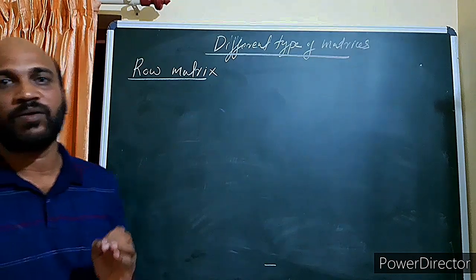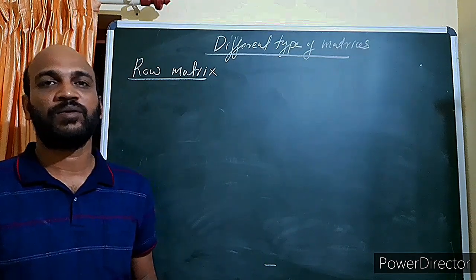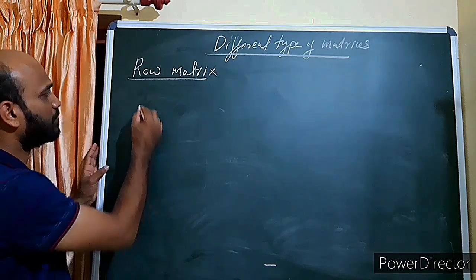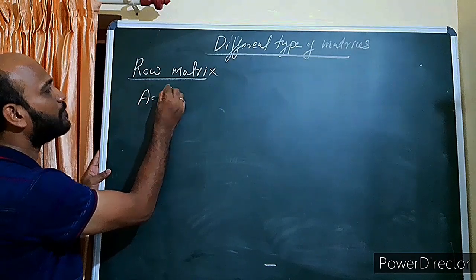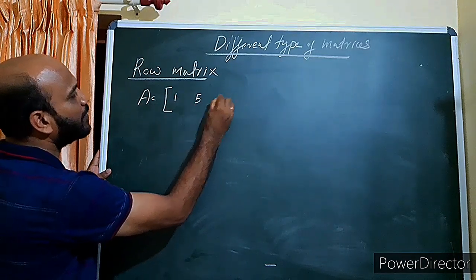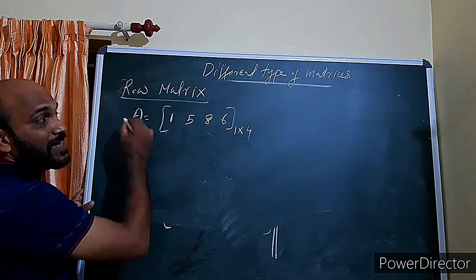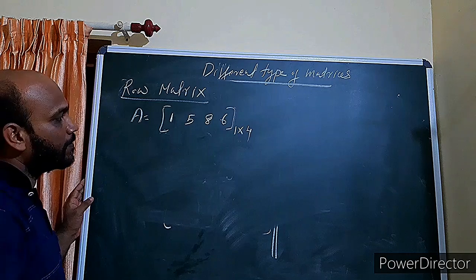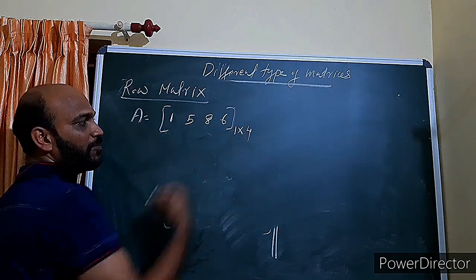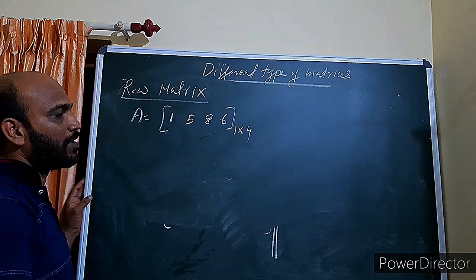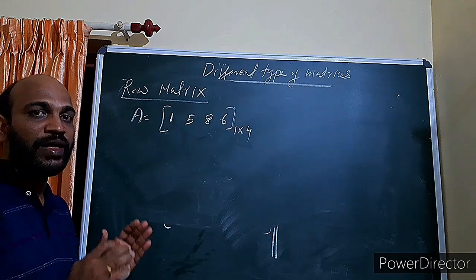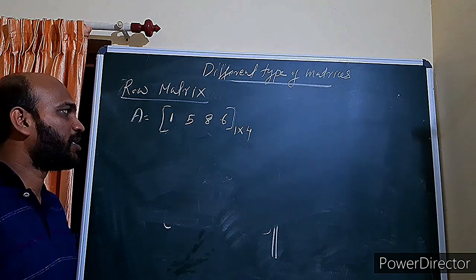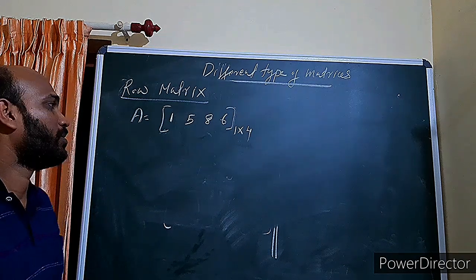A matrix with only one row is called a row matrix: a matrix with one row and any number of columns. For example, A equal to 1, 5, 8, 6. This matrix has one row and 4 columns, so the order of this matrix is 1 by 4. A matrix with one row and any number of columns is called a row matrix.